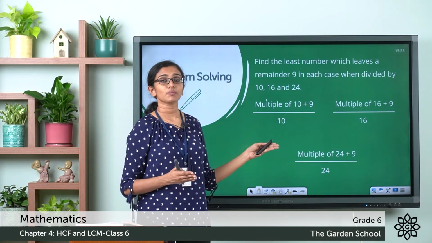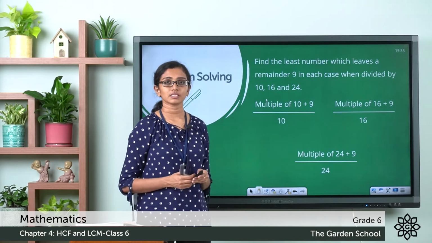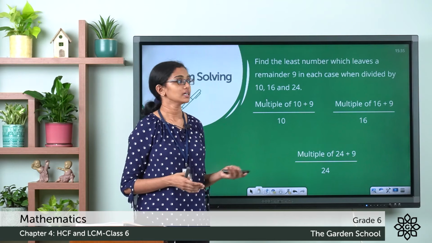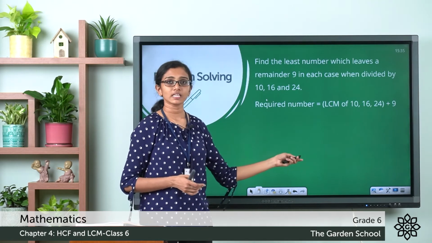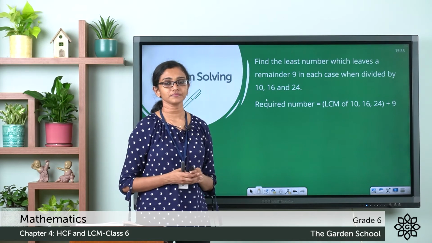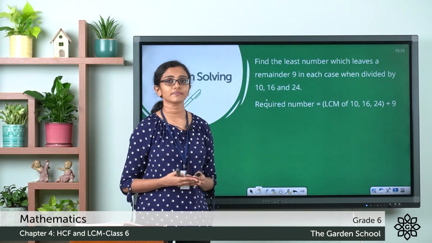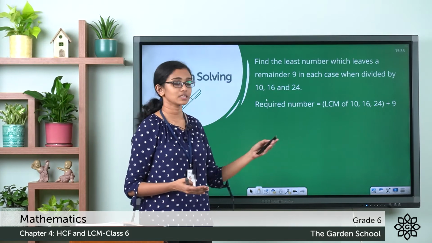Because it is supposed to leave a remainder 9 when it is divided by these numbers. So how do you find the answer? The required number will be the LCM of 10, 16 and 24 plus 9. So you can make use of the common division or the short division method or the prime factorization method to find the LCM of these numbers.